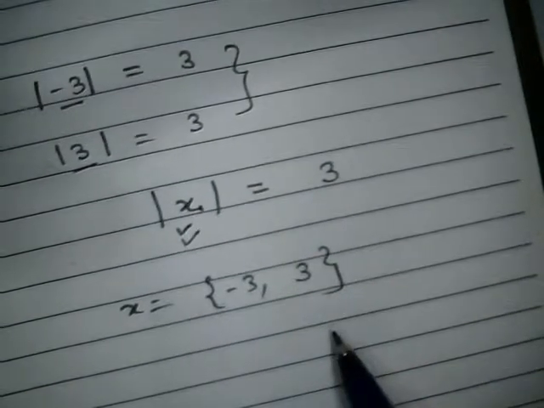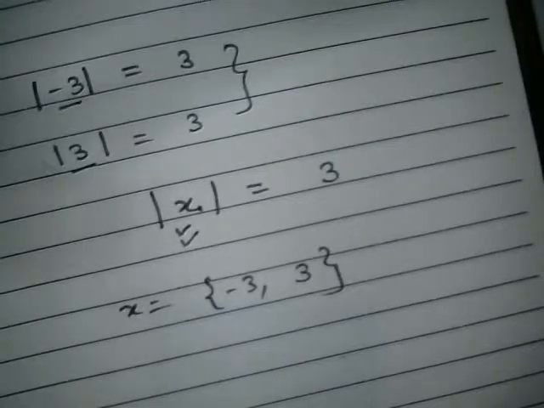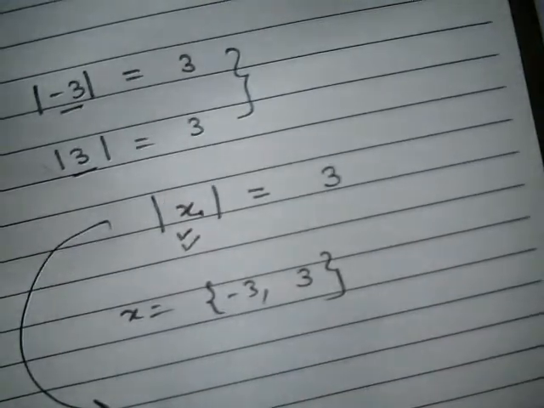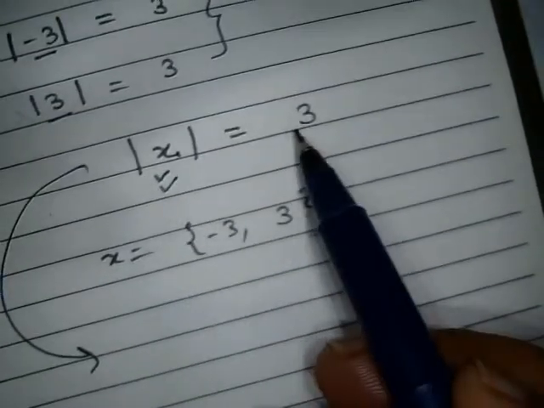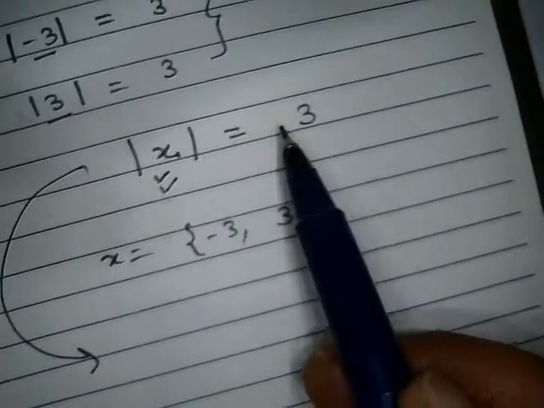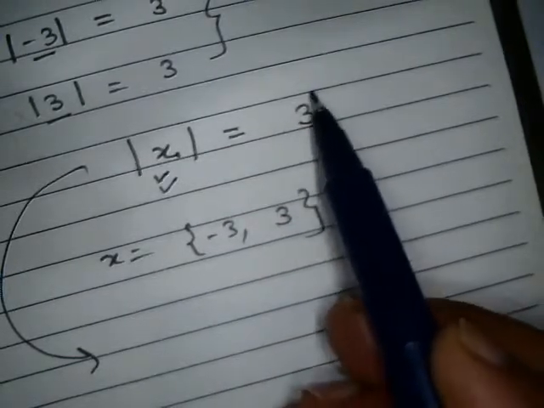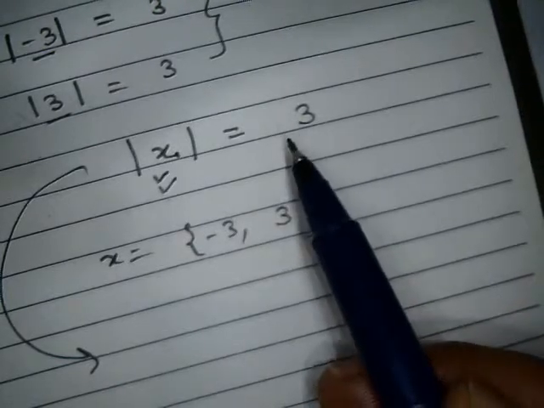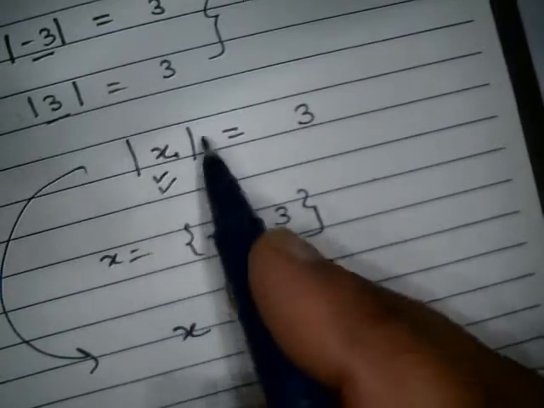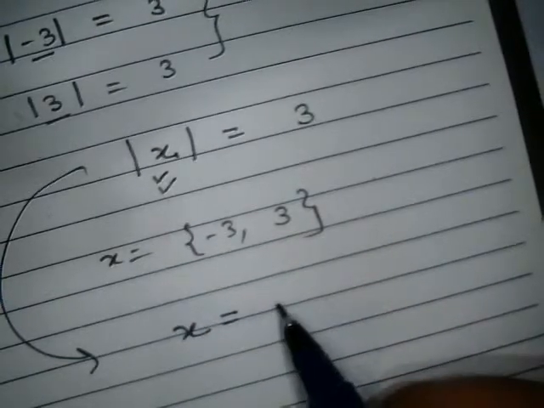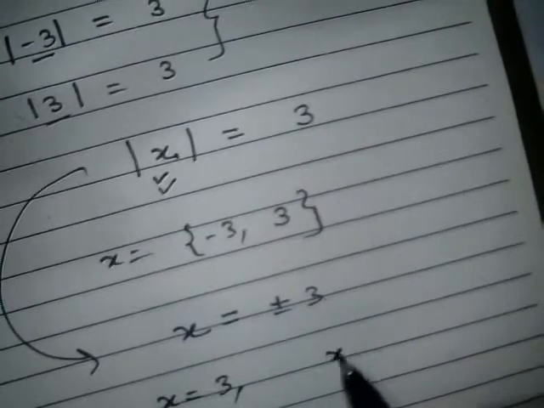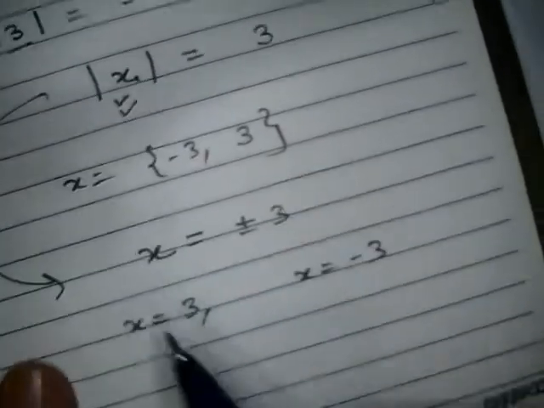Or in another way, if I want to get the solution of this directly, whenever the vertical lines are removed, whatever quantity is present on this side is written with positive and negative. So when the vertical lines are removed, I can write ±3. It means x is going to be 3 and x is going to be -3. So that is the solution set for x: -3 and 3.